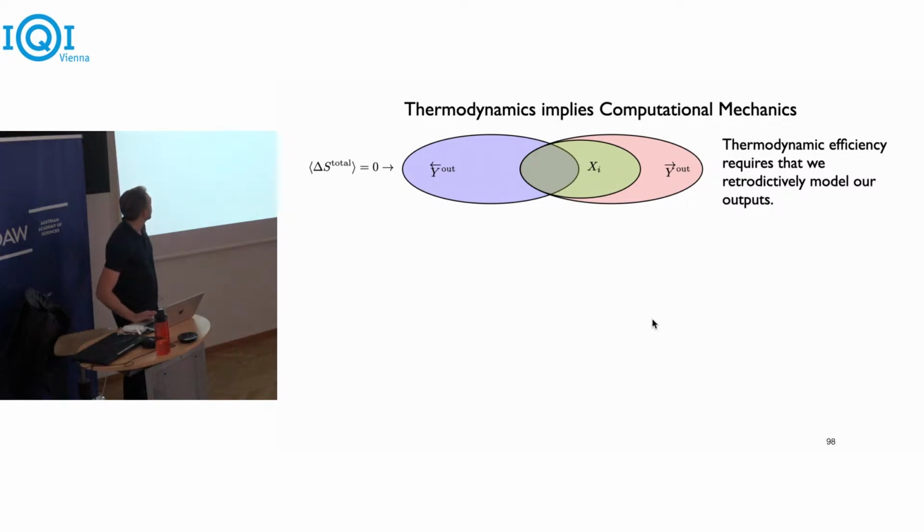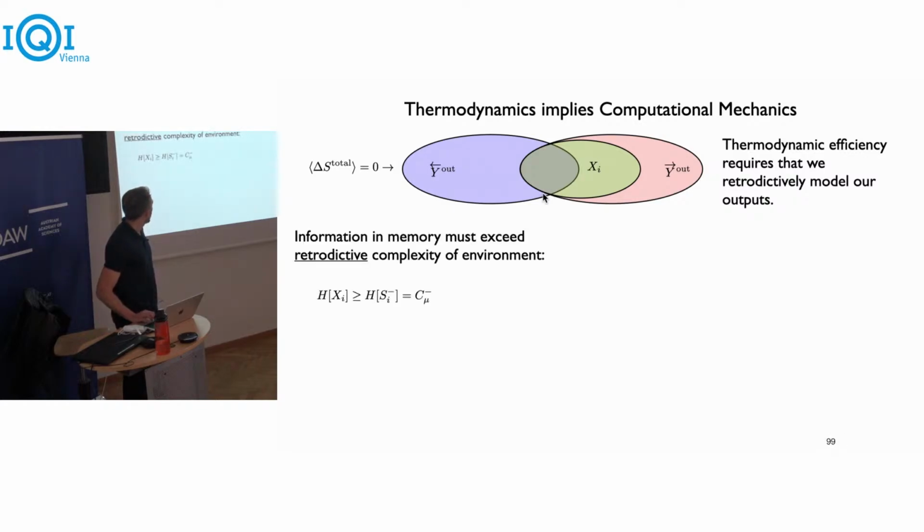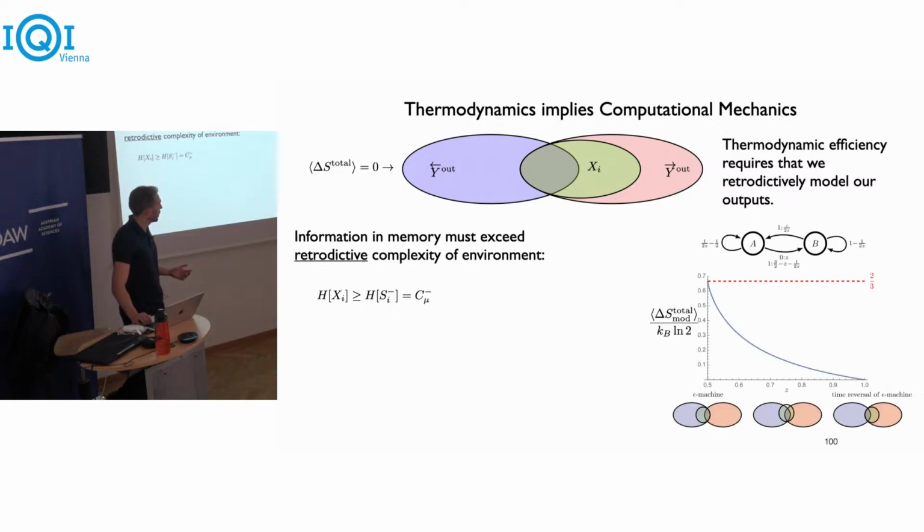And we have this same parallel. Entropy production equals 0 implies retrodictive, that we have to retrodictively model our outputs. And information in memory must exceed retrodictive complexity of the environment. So there are physical consequences for this other measure of complexity.